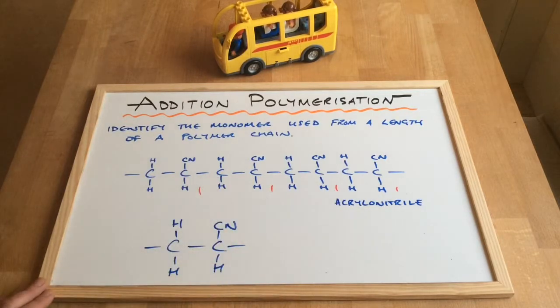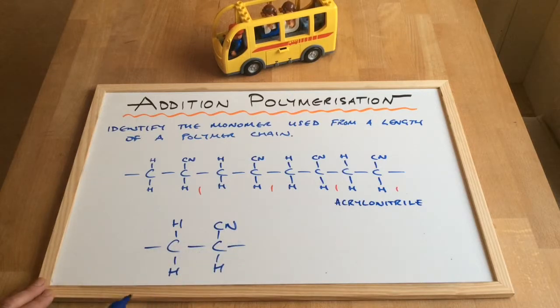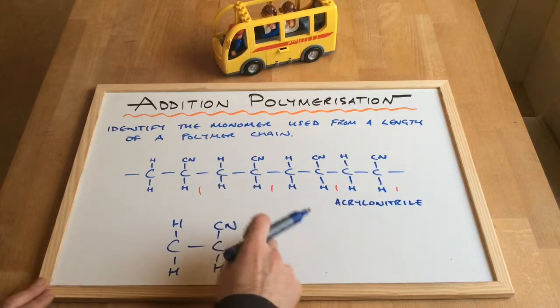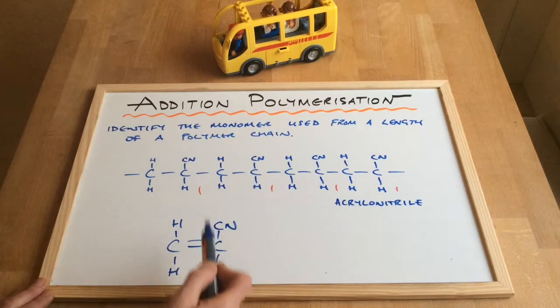And then all we need to do is reverse what we did before. So when we had the monomer, we broke the double bond and put these end bonds on. So we're going to do the opposite to that. It's easy on a whiteboard, so I just need to do that, that, and put the double bond back. So that is the monomer.